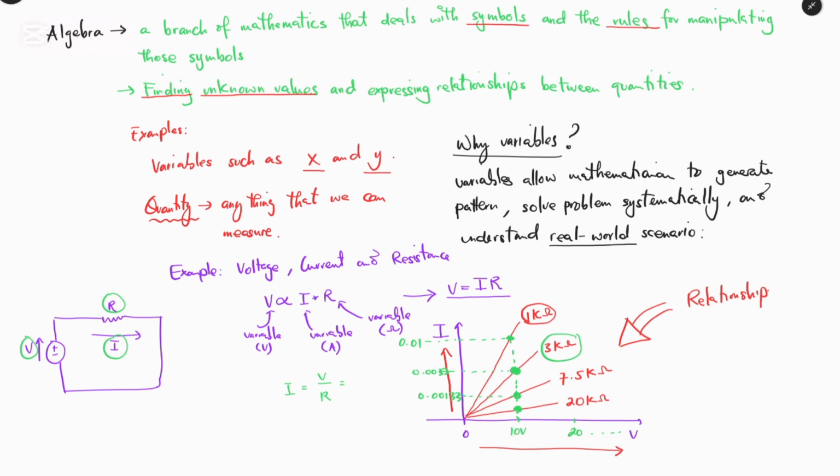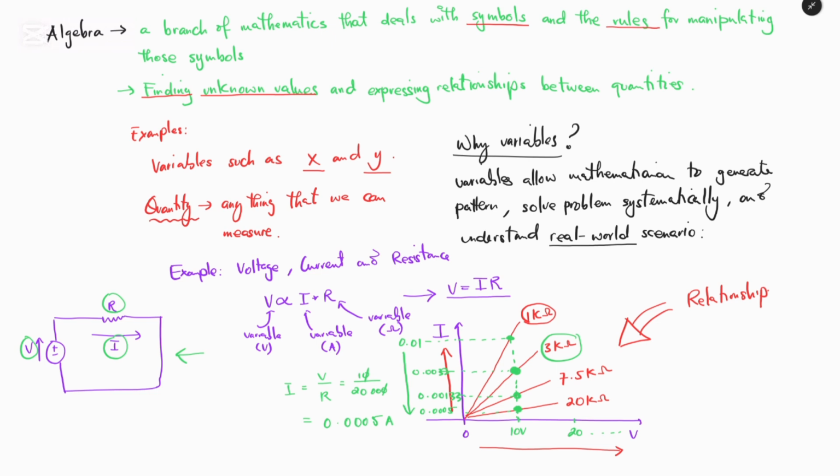And finally, what will happen in this region? We can see that 10 divided by 20,000 ohms gives us 0.0005 amps. So we can write here 0.0005 amps. From the order of the graph, we can see that the current decreases when we increase the resistance. And this shows us the relationship of this particular electrical circuit. When we increase the resistance, the current will decrease.